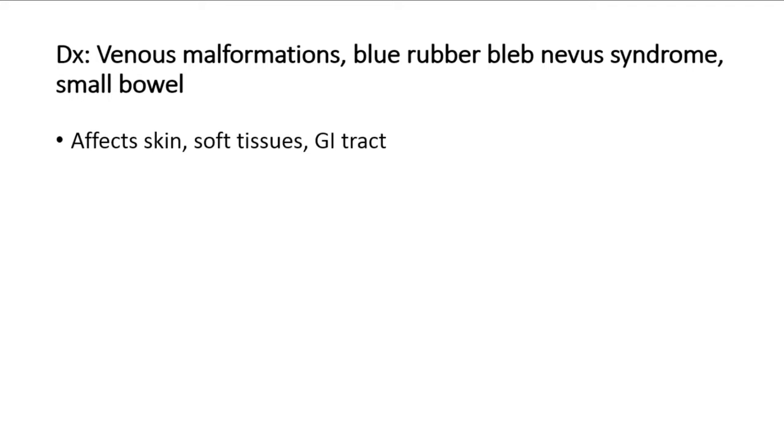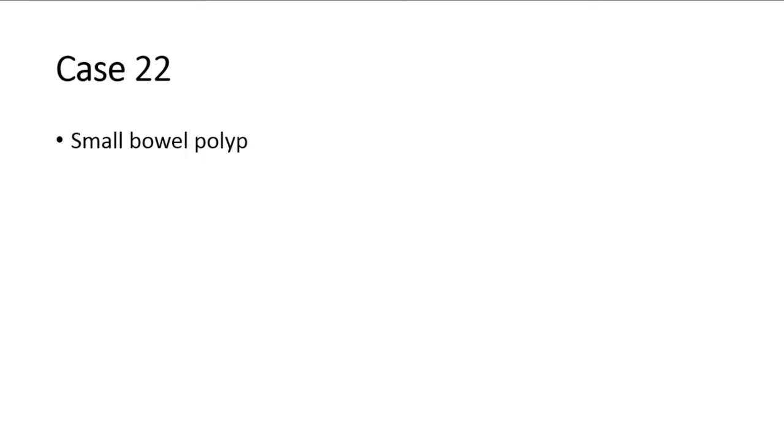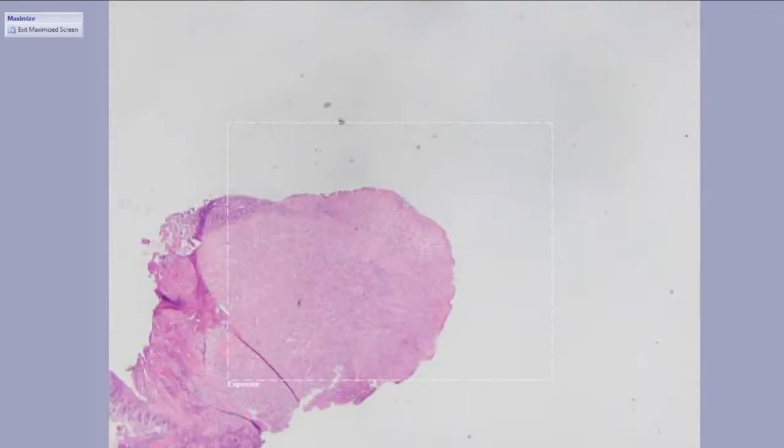So this is actually the second case of this that I've seen, so it can actually happen, and it's just something worth knowing about if you get multiple vascular lesions in the GI tract. Here is a small bowel polyp.